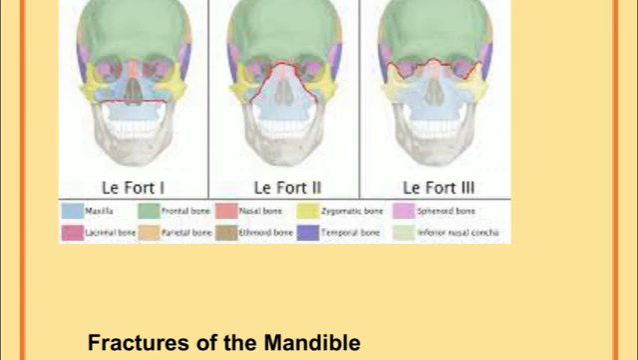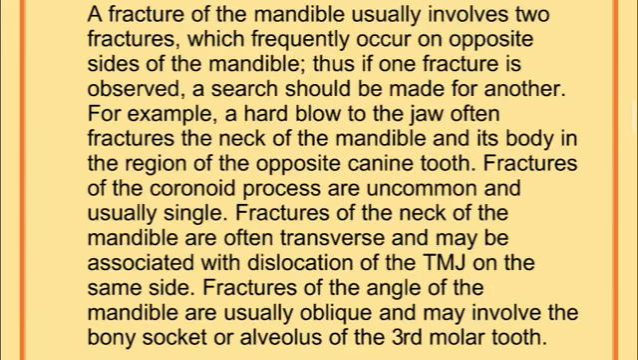Now, fractures of the mandible. A fracture of the mandible usually involves 2 fractures. Frequently, these fractures occur on opposite sides of the mandible. So when you observe one fracture, look out for another. Like when you have a hard blow to the lower jaw, most times you have fractures of the neck of the mandible and its body in the region of the opposite canine tooth. So the force is transmitted to the opposite side, and that is where you have the fractures occurring.